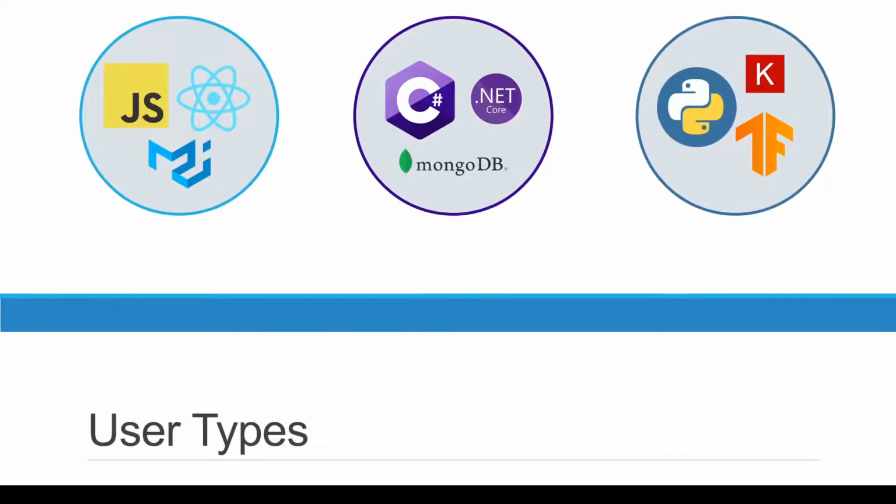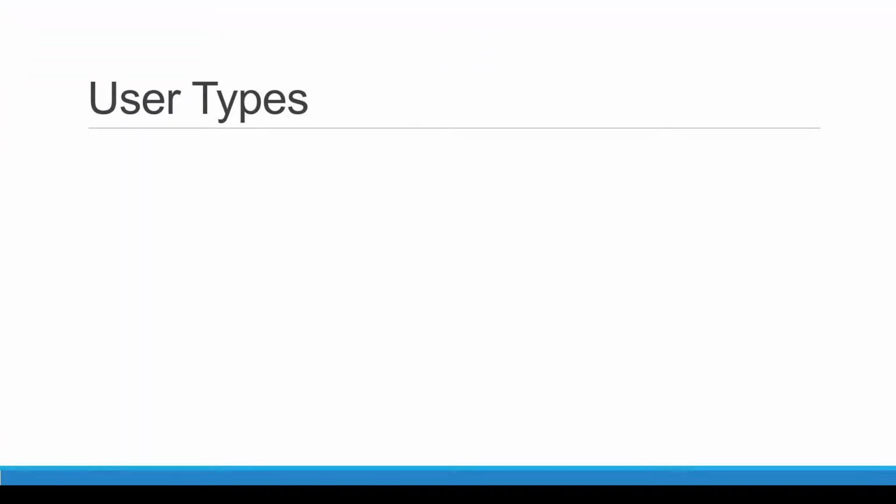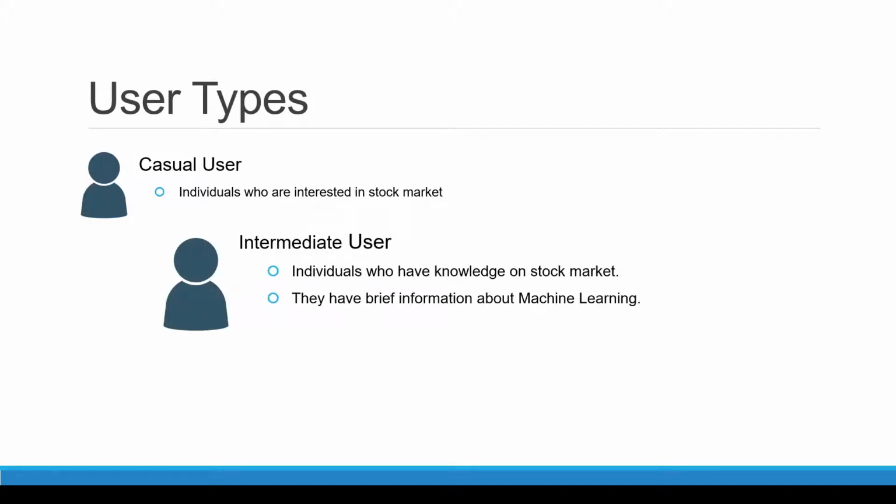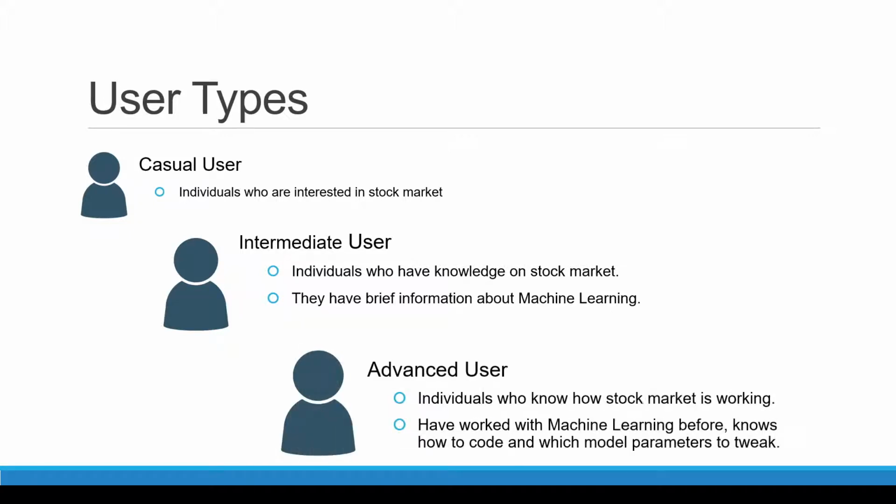As for the users, the stock application has several user types. The first one is the casual user. These are individuals who are interested in the stock market. Intermediate users are individuals who have knowledge of the stock market and brief information about machine learning, but they are not necessarily a programmer or a data analyst. Advanced users are individuals who know how the stock market operates and do have machine learning knowledge, meaning that they have actually coded and they know which parameters to tweak to make the model more successful.